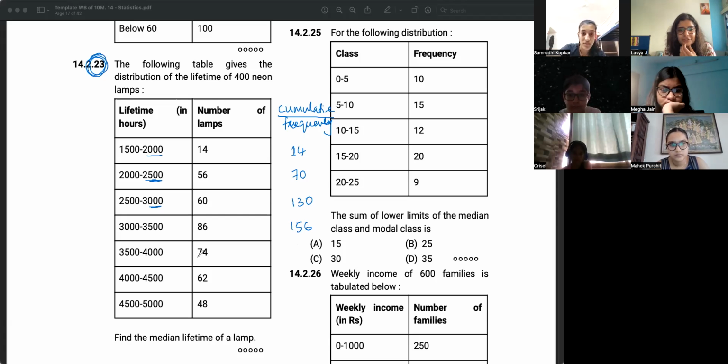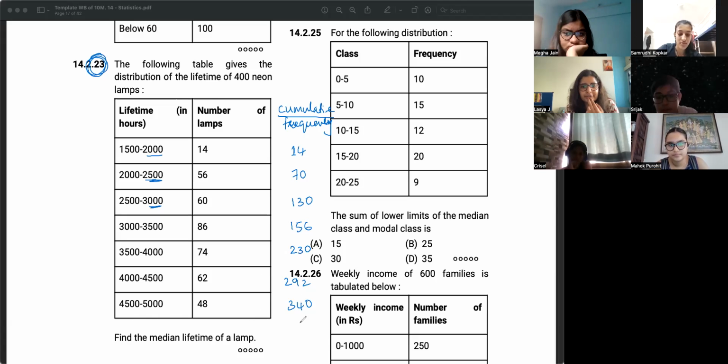कर लो. 156 plus 74. 230. 230 आया क्या? हाँ. नेक्स्ट 4500 के लिए 292. 92. एंड इसके लिए 340. 340. Okay. So 400 आना चाहिए.